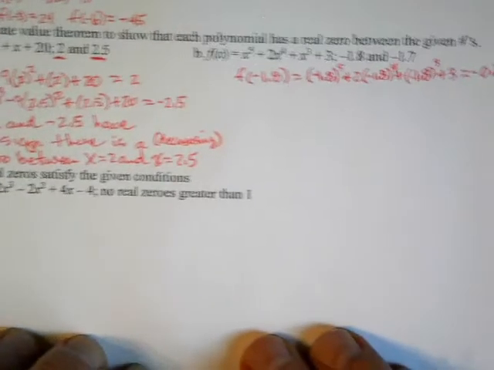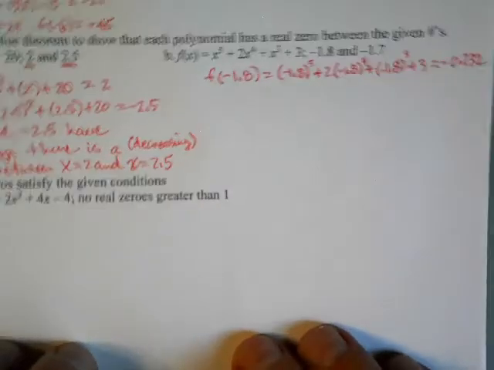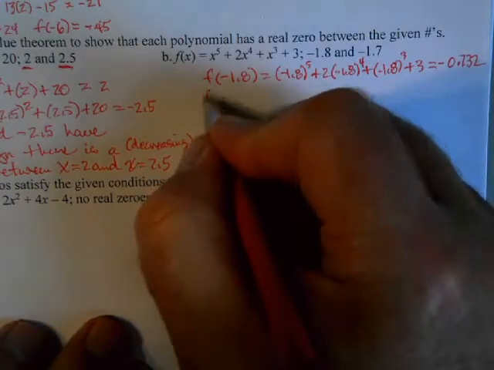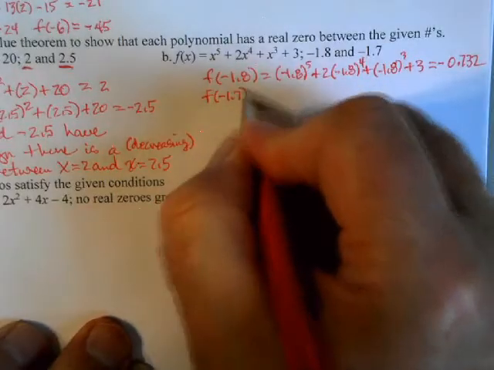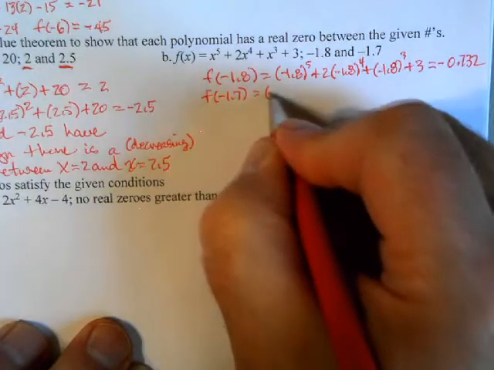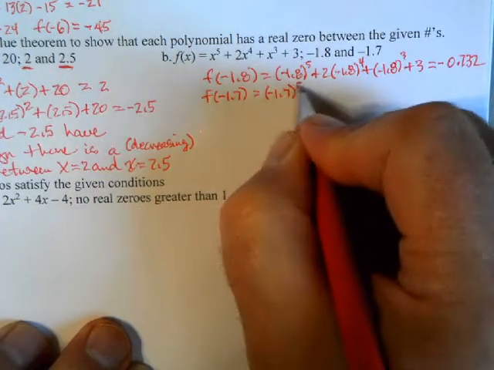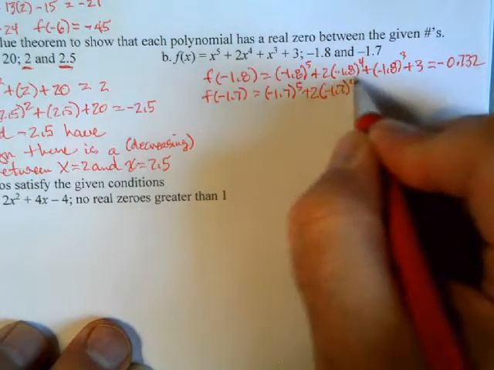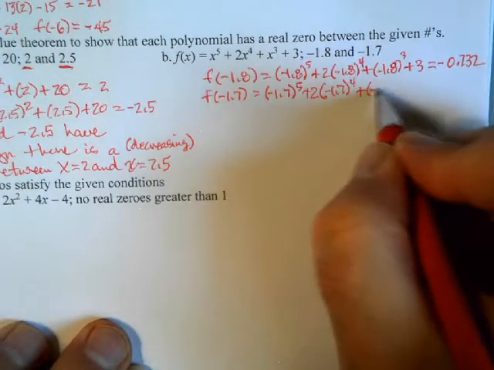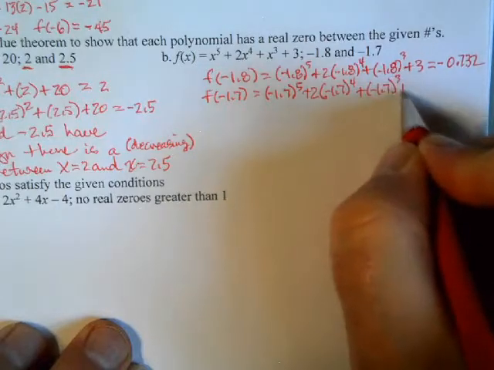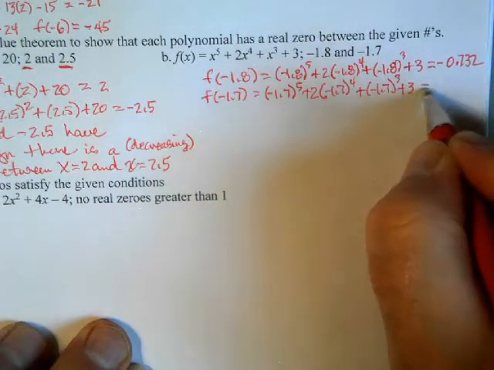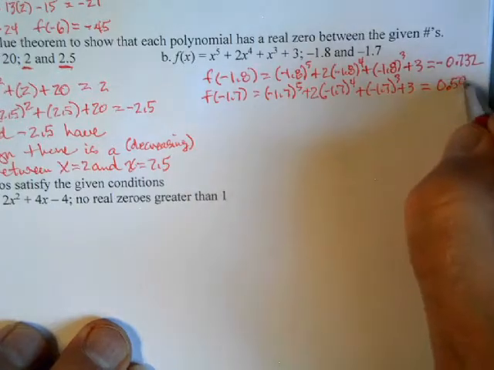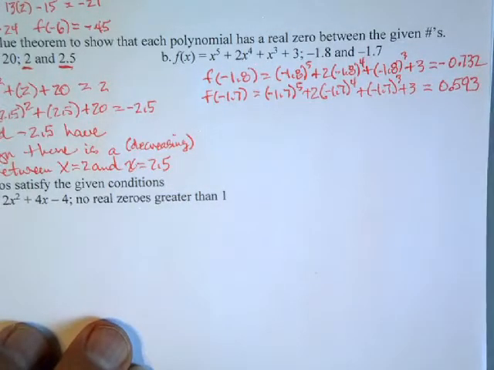Plug in f of negative 1.7. Do the same kind of thing. And it turns out that this one equals 0.593. Now, honestly, I don't really care what those numbers came out. What I care about is opposite signs.